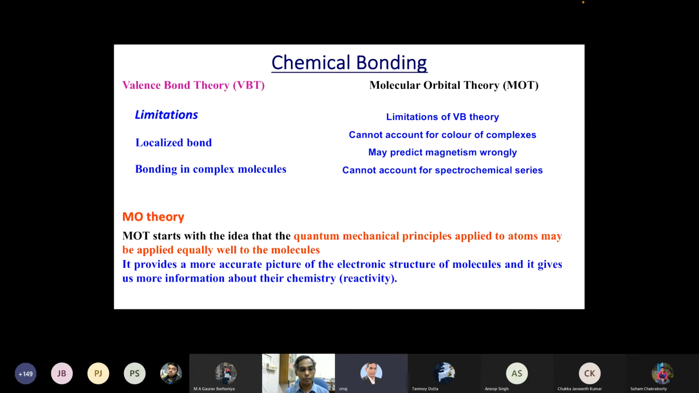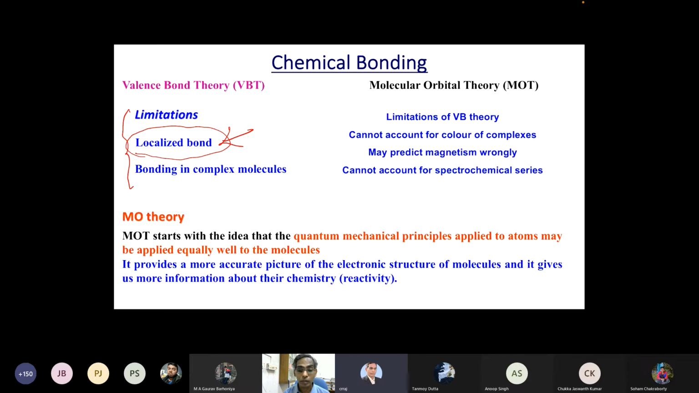Now look here. I have already briefly mentioned the limitations of valence bond theory. According to valence bond theory, the electrons should be localized, because we said hybridization, in principle, if VBT is true, all the bonds should be localized.